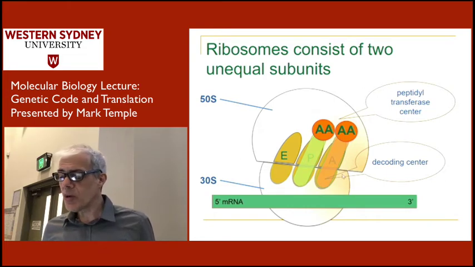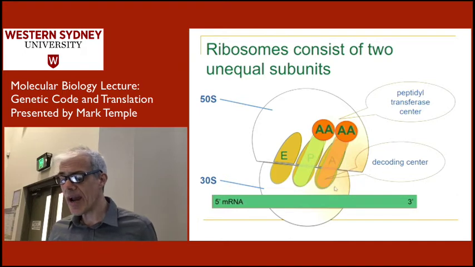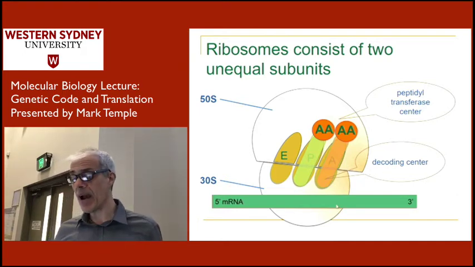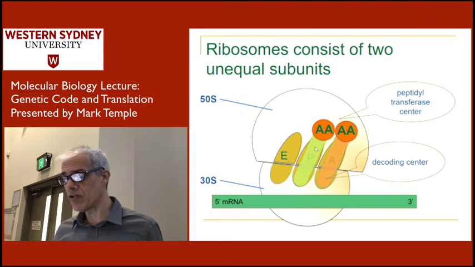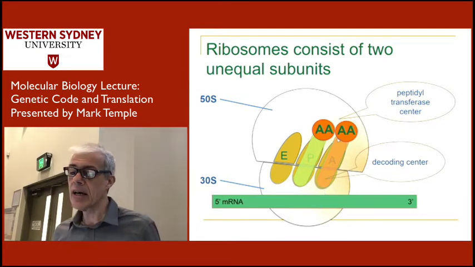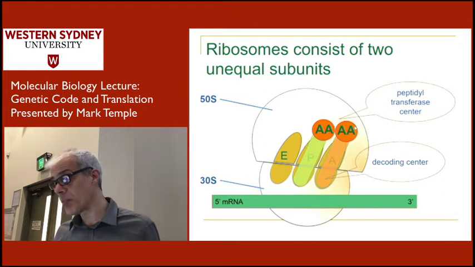In the small subunit is what we call the decoding center. In other words, this is where the messenger RNA is bound and where the transfer RNA will base pair to the messenger RNA, and that's called decoding. And in the large subunit is where the peptide bond formation takes place.